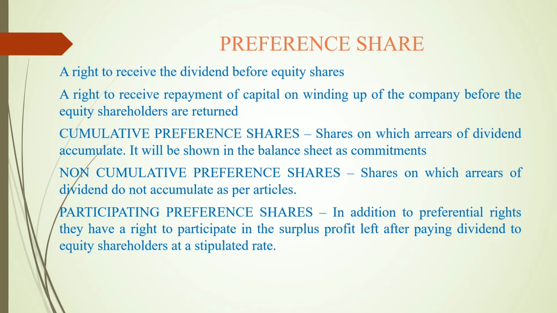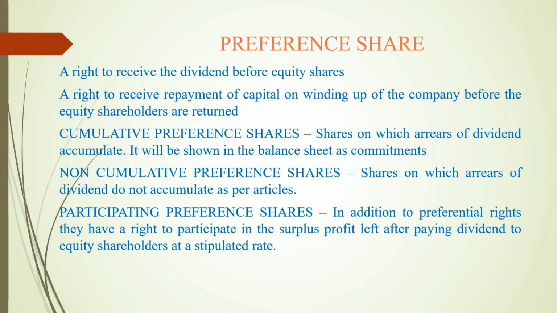First one is cumulative preference share. It means that if no dividend is declared in any particular year, the arrear of dividend shall be paid in the year in which dividend is declared. So the arrear of dividend on cumulative preference shares is shown in the balance sheet as commitment. Coming to non-cumulative preference shares, in which the arrear of dividend does not accumulate as per the express provision in the articles.